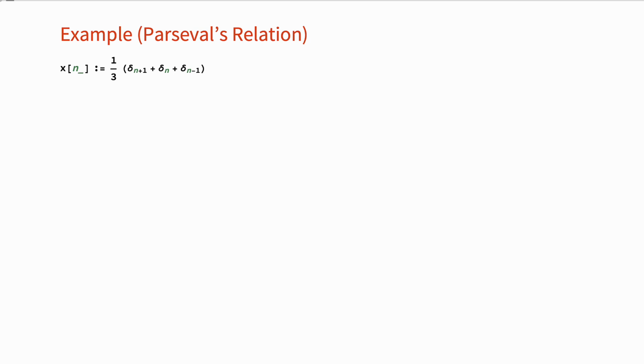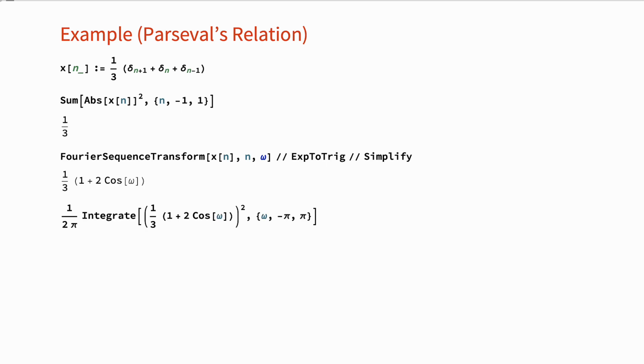Let's verify Parseval's relation for the sequence x of n defined as shown here. We can evaluate the energy using the time domain definition of the sequence as shown here. Now, we first find the Fourier transform of the sequence, and then evaluating the energy using Parseval's relation gives us the same result. This verifies Parseval's relation.